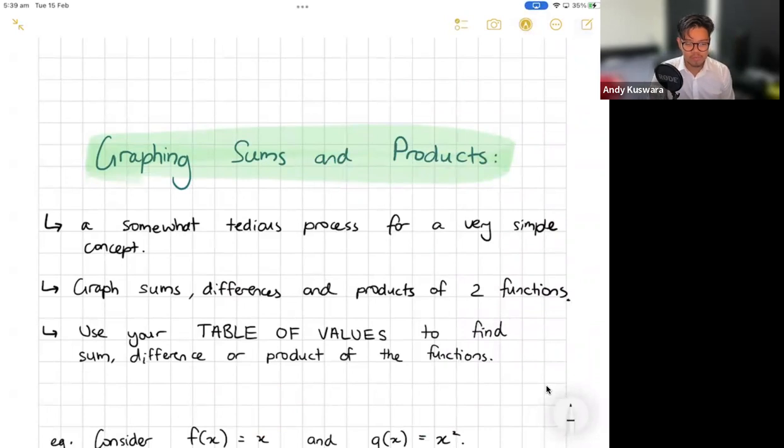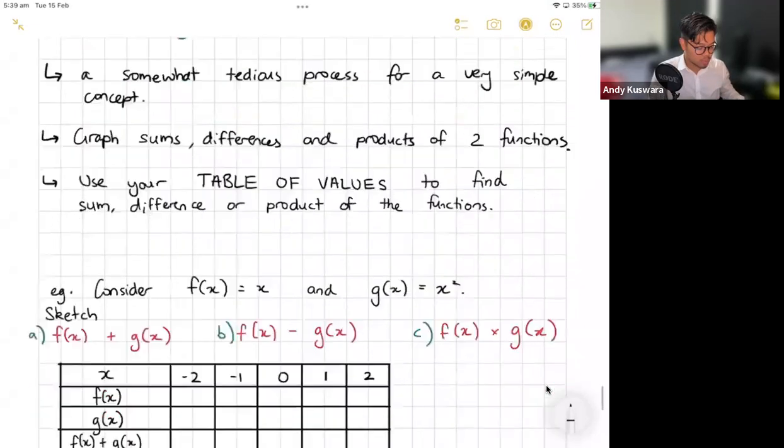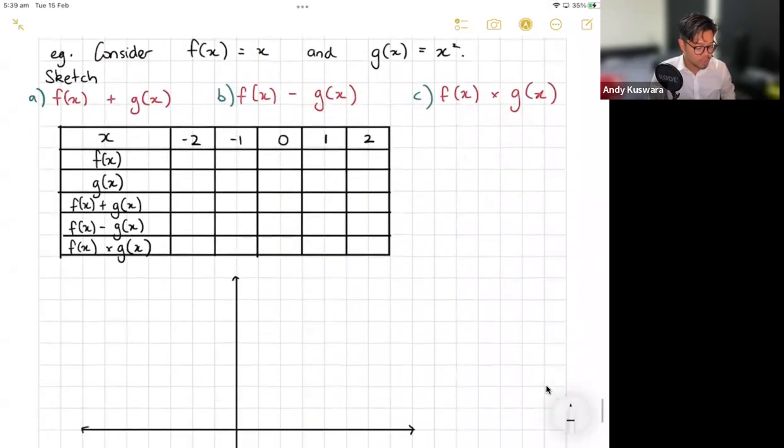Okay, so it's graphing sums, differences, and products of two functions. Basically everything that we're going to do, we're going to use our table of values to help us find the sum, difference, or product of the functions. Okay, straightforward. I'm going to keep it short and simple today, or I hope.